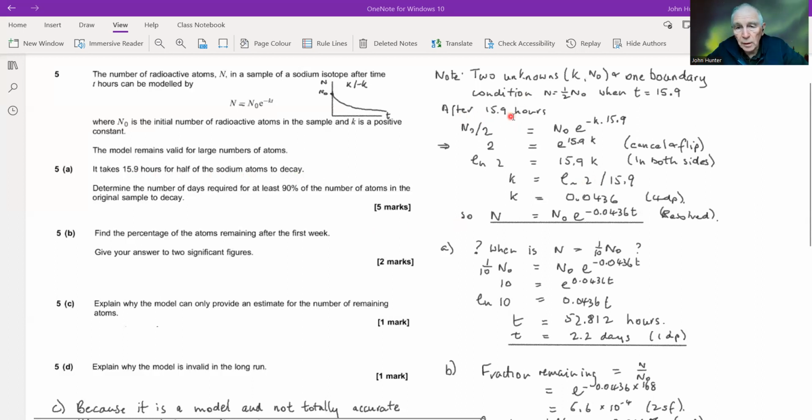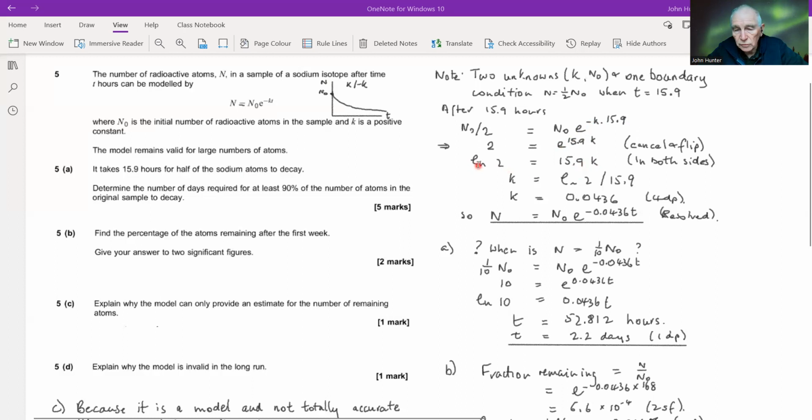We've got this boundary condition: it takes 15.9 hours for half of the sodium atoms to decay. So at 15.9 hours, N0 divided by 2 equals N0 e to the power minus K times 15.9. We can cancel the N0s. If we reciprocate both sides, the half becomes 2, and e to the power minus stuff becomes e to the power of 15.9K. We want K, from the argument of the exponential function, to be the subject.